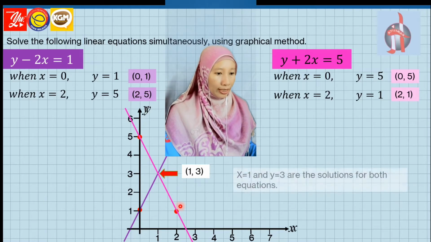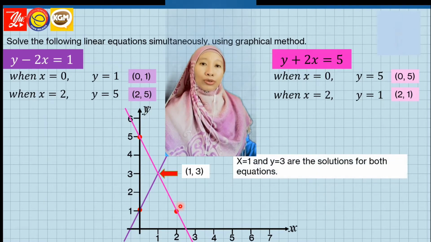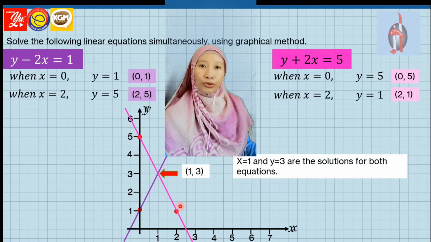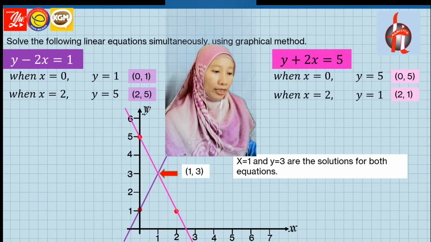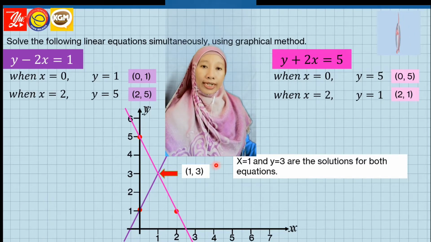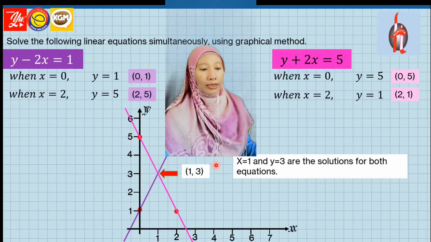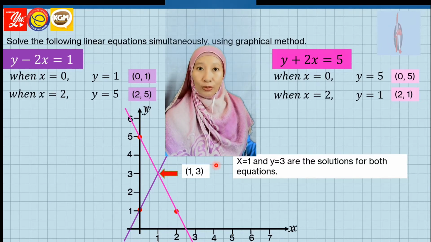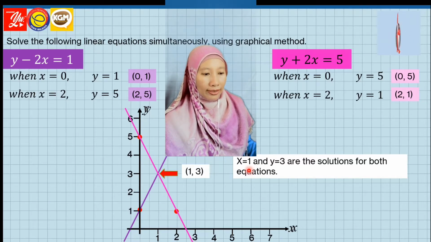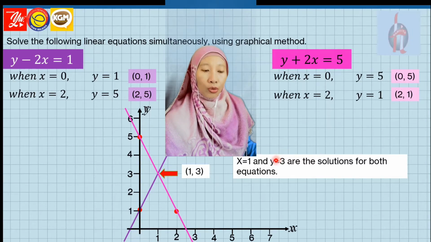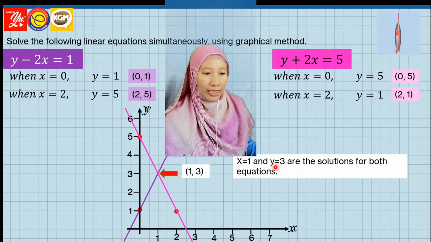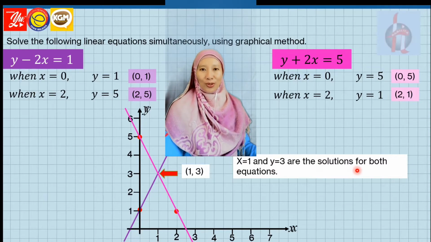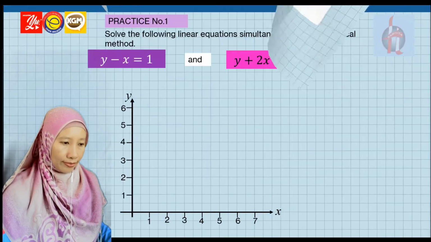Okay? So what is the coordinate? The solution is x equals 1, y equals 3. Even though you get the coordinate, you still have to state the solution, meaning you have to tell what is the value of x and what is the value of y. So these are the solutions for both equations.